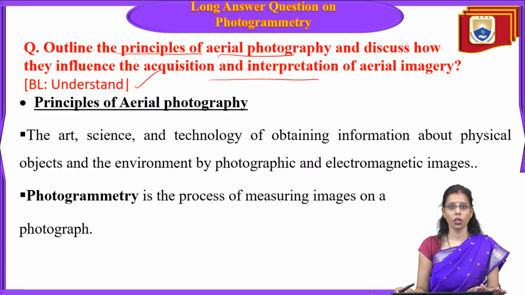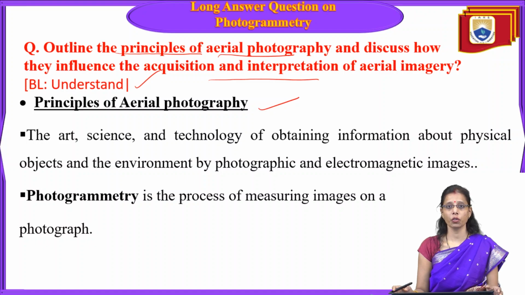So how to solve this question is, first of all, we have to split this question into two parts. First of all, we have to learn about the principles of aerial photography. So what are the principles of aerial photography? If you remember, when we studied photogrammetry, we discussed many times what photogrammetry is. It's the art, science and technology of obtaining information without touching the object, without physical contact with the object, and finding out the information about that object. So it is very easy to get information about that object without touching it.